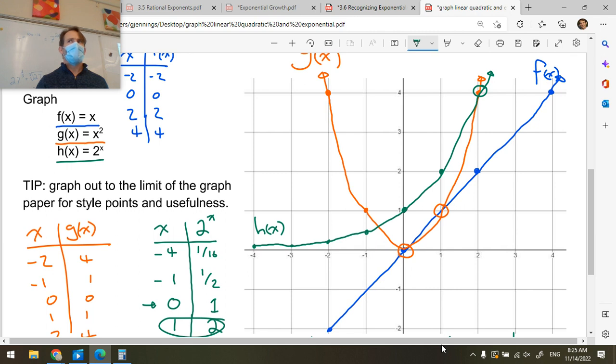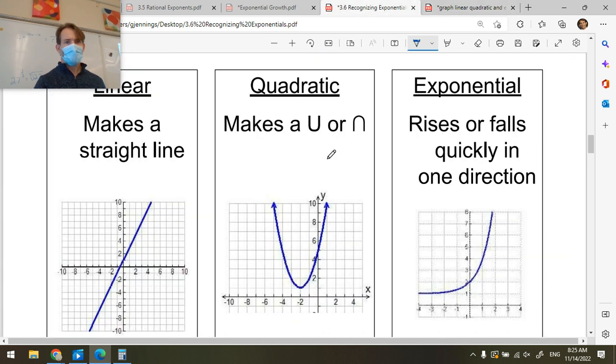So what else to say about that? I don't know. Does anyone have any questions here? No? Okay, let's get back to the presentation. So we've seen that when we had y equals x squared, we had the U, y equals x is a straight line, and then y equals 2 to the x is smoothly rising until it suddenly starts rising very quickly.